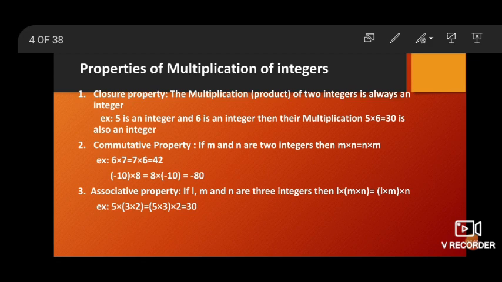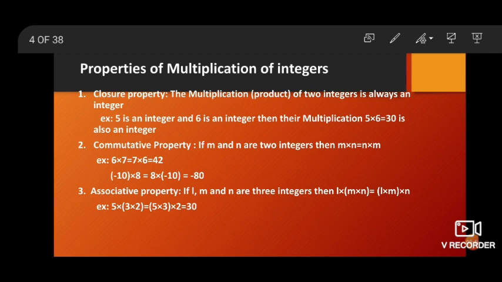Next, the commutative property. What is meant by the commutative property? If we take two integers and multiply them in any order, we will get the same result. For example, if m and n are two integers, then if we multiply m into n or n into m, the result will be the same. For example, 6 into 7 or 7 into 6, the result will be 42. Next, minus 10 into 8, how much? Minus 80. If I multiply by changing the order, 8 into minus 10, we will get minus 80 again.